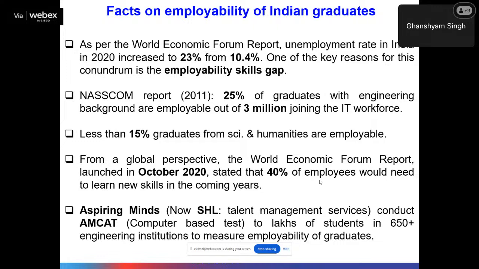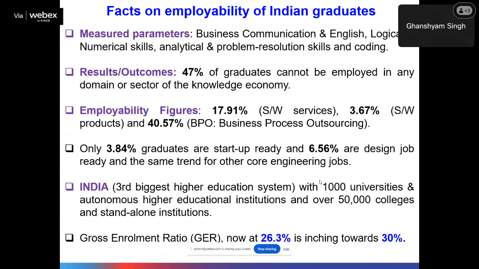Similarly, there is a company known as Aspiring Minds. They have recently got a new name, SHL, and that is a talent management service. They conduct a computer-based test, popularly known as AMCAT, and lakhs of students from all across the country, more than 700 engineering institutes, participate in their test. The measured parameters through that test check the students' efficiency and ability in business communication and English, logical and numerical skills, analytical and problem-solving skills, and coding as well. So these were the measured parameters.